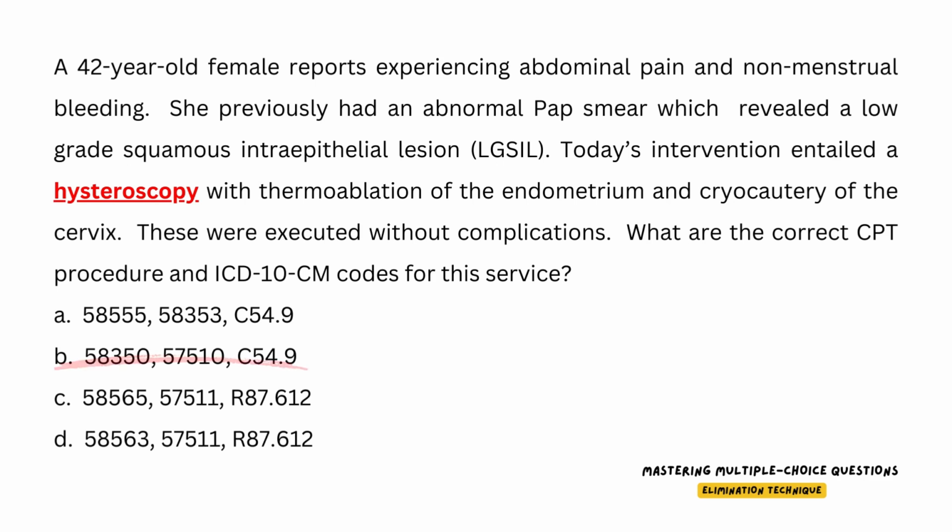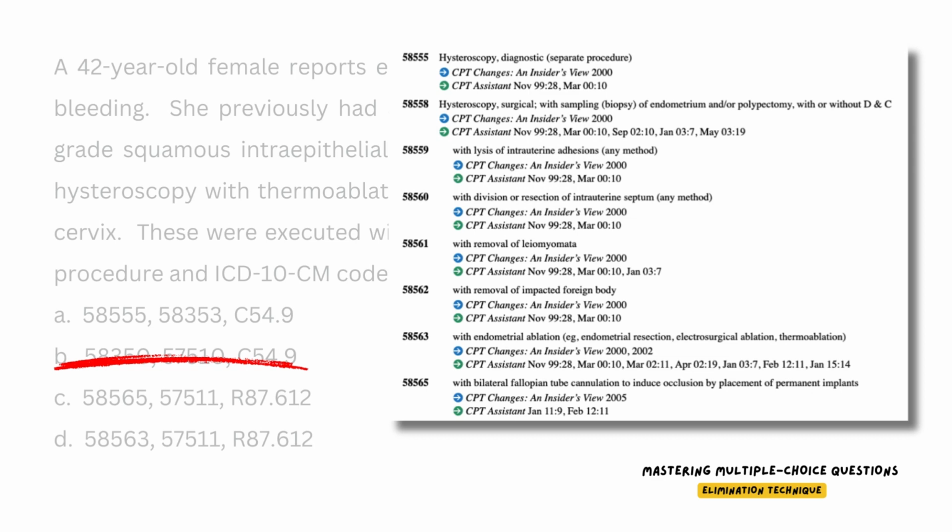Hence, first to go is letter B, with its first code as 58350. The remaining answers all have primary procedure codes in the 585 series. This series captures services that are performed endoscopically, such as a hysteroscopy or laparoscopy. Throughout the entirety of the surgery section of the CPT, a general guideline regarding scoping procedures gets repeated many times over. And it is this: a surgical laparoscopy always includes a diagnostic laparoscopy.